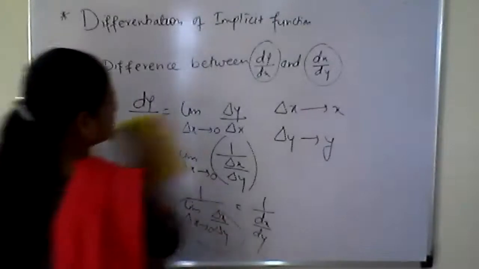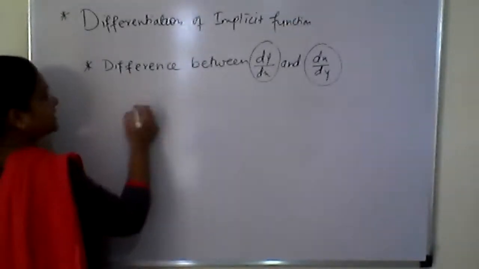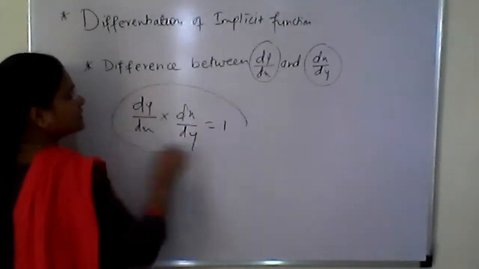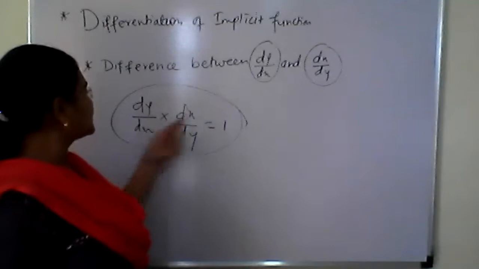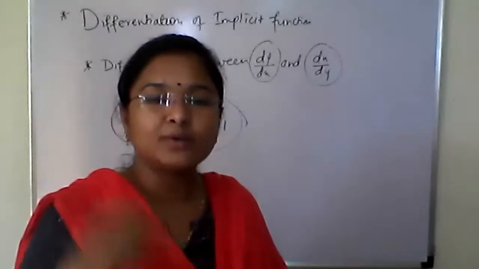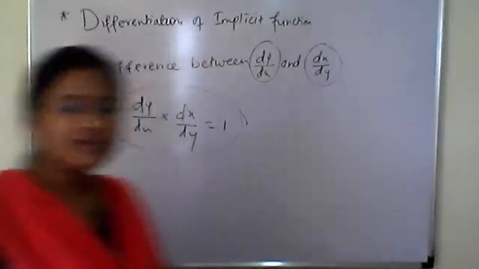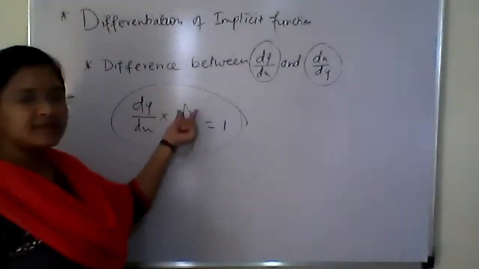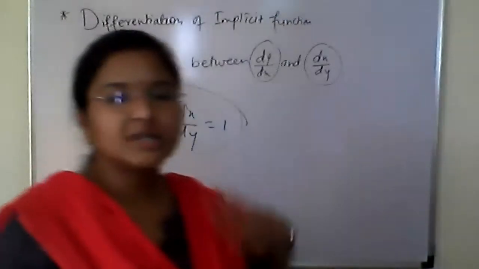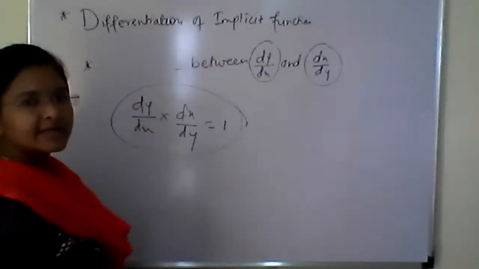So this we can write dy by dx into dx by dy equals to 1. See, student, this we cannot cancel. Dy by dx is a small change in y with respect to x, and dx by dy is small change in x with respect to y. So here we cannot cancel, otherwise you will think that dx will get cancelled and dy will get cancelled. Okay, it is not like that. So this is the relation between dy by dx and dx by dy.